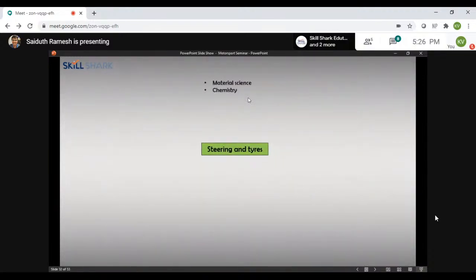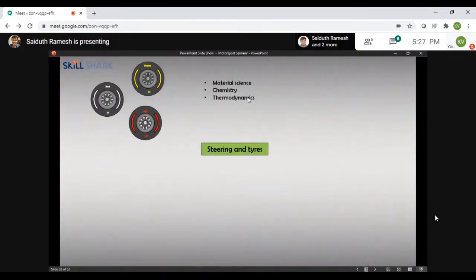For steering and tires, I've listed certain subjects that are relevant. Firstly, for understanding tires, you might think it's just pure physics. There's a lot of physics involved, yes, but it's also material science and chemistry, because you're dealing with rubbers, different types of tire grades, the tarmac, and chemistry, which I'll explain soon.